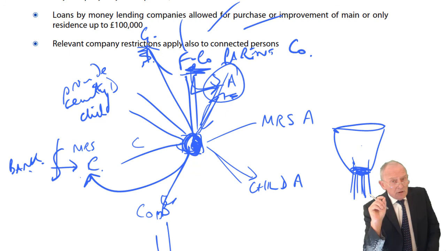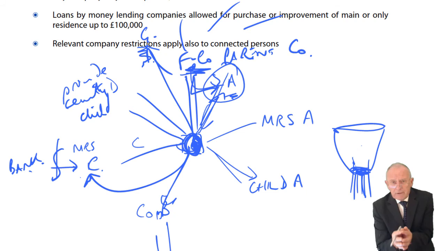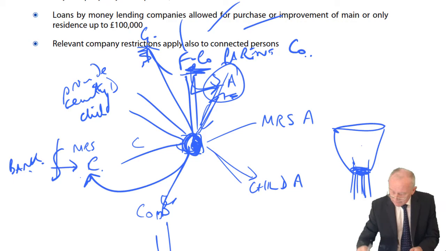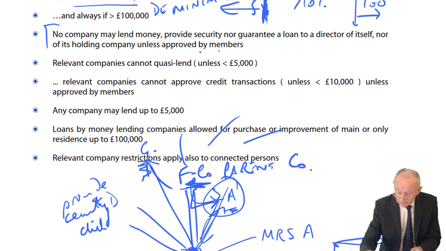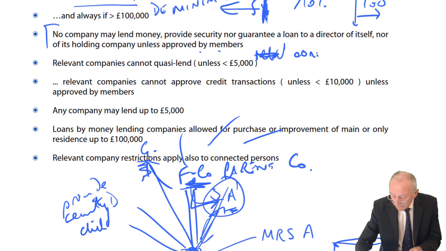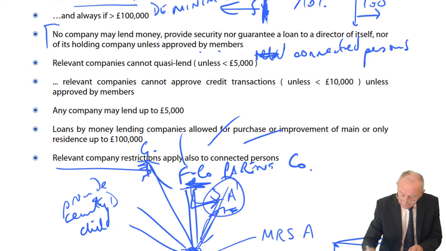For public companies, it's now really watertight. For a public company, it extends the principle. Why is this not moving? It extends the principle. No company that provides securities, members or not, unless it's approved by the members, to connected people. For a public company, the relevant company restrictions apply also to connected persons.